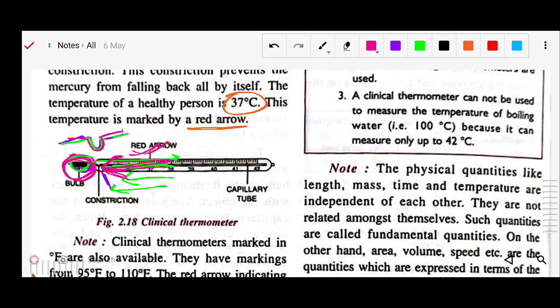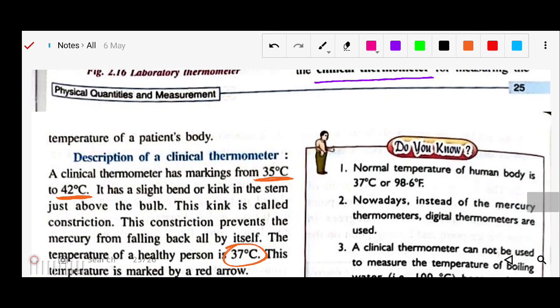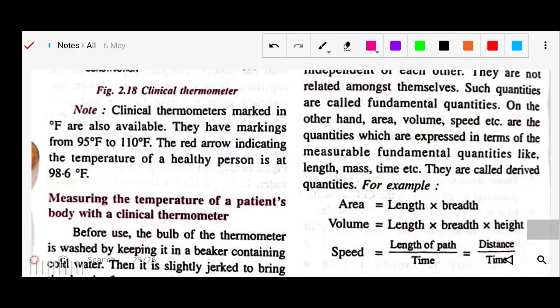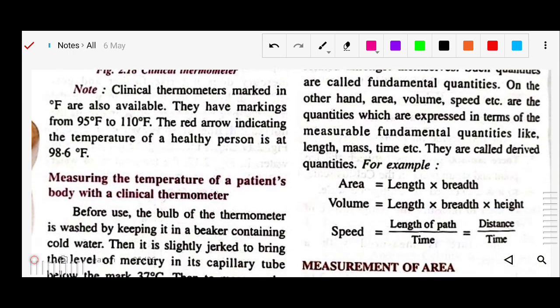Note the markings: 35 to 42 degrees Celsius, right? The clinical thermometer is marked in Fahrenheit also. So it is marked in Celsius as well as in Fahrenheit. In Fahrenheit, it is 95 degrees to 110 degrees Fahrenheit. The red arrow indicates the temperature of a healthy person at 98.6.